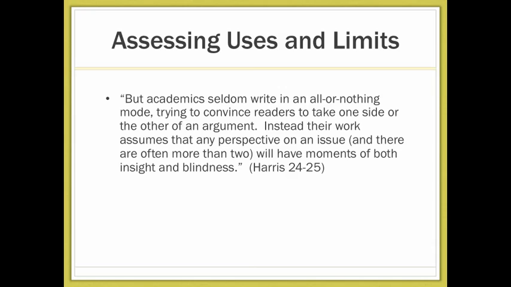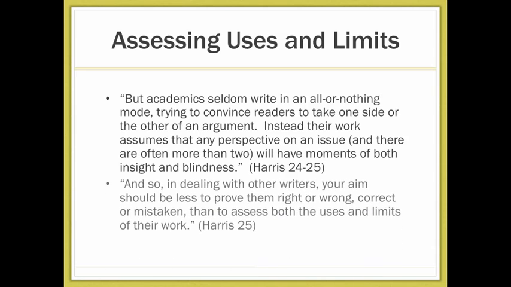Harris suggests that this assessment is more about how the writing makes the choices it makes about its evidence and ideas. He notes here, academics seldom write in an all or nothing mode, trying to convince readers to take one side or the other of an argument. Instead, their work assumes that any perspective on an issue, and there are often more than 2, will have moments of both insight and blindness. So he's kind of suggesting that academic writing in general already starts from that point of view of fairness and ethical treatment of both sides. And that's something that we've talked about in terms of what defines academic writing.